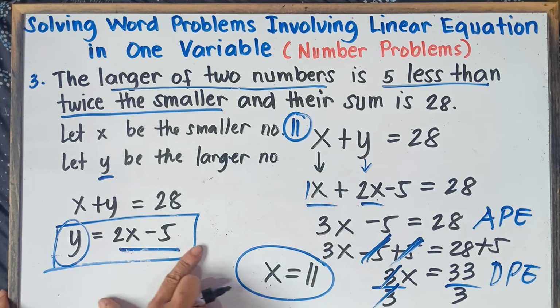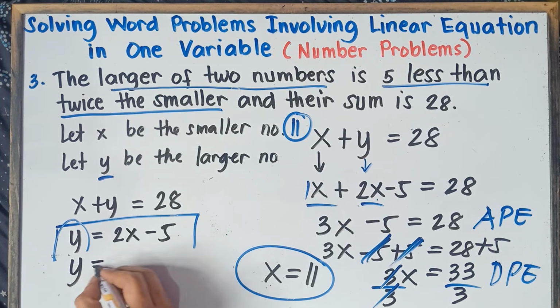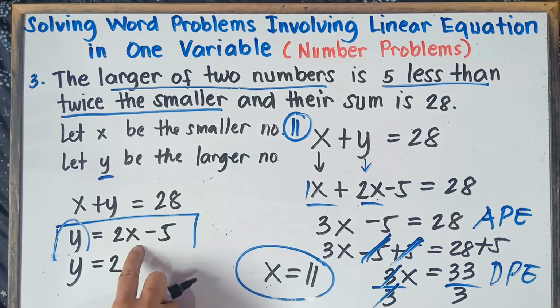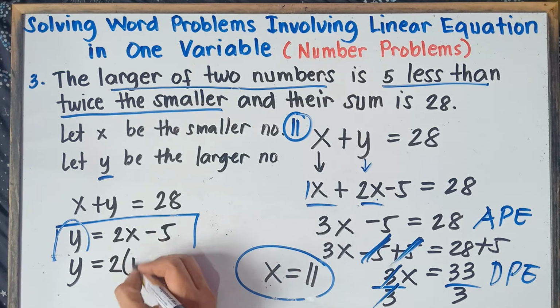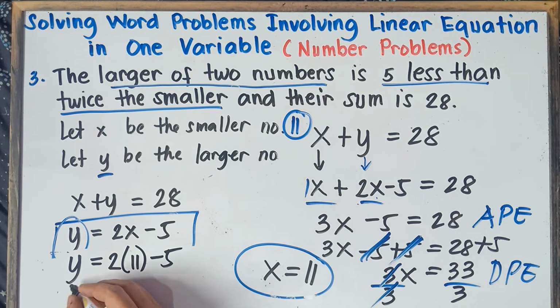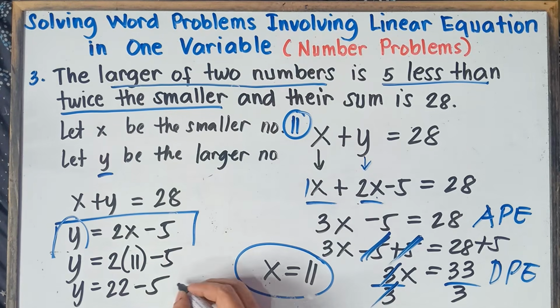To get our larger number, simply substitute the value of x in this y. So our larger number is equal to 2, and our x value is 11. If you have 2x, it means 2 times x. So 2 times 11 minus 5. 2 times 11, what's the answer, class? That's correct. That would be 22 minus 5. What's the answer, class? That's correct. That would be 17. So our larger number would be 17.